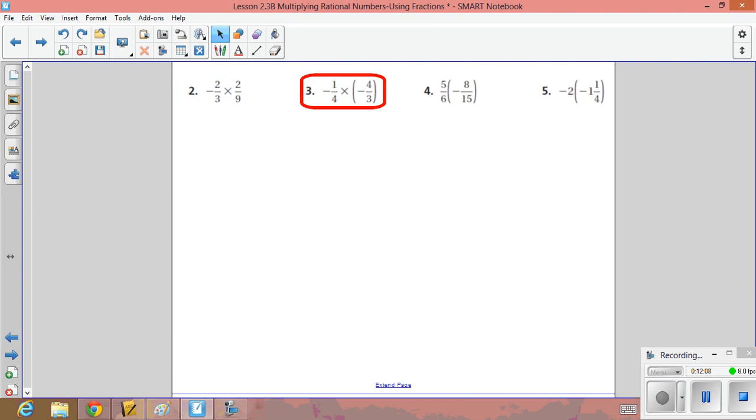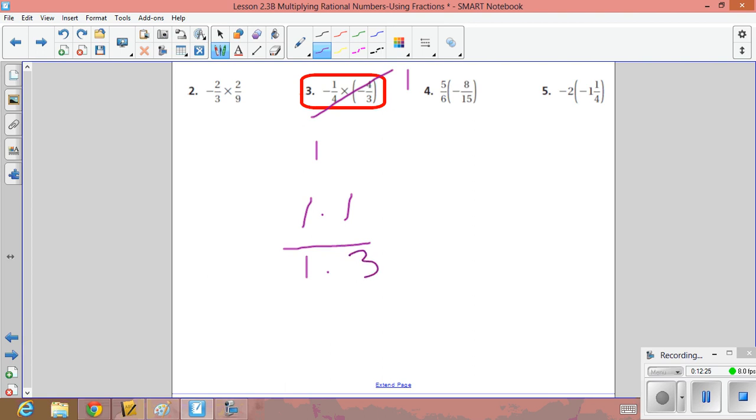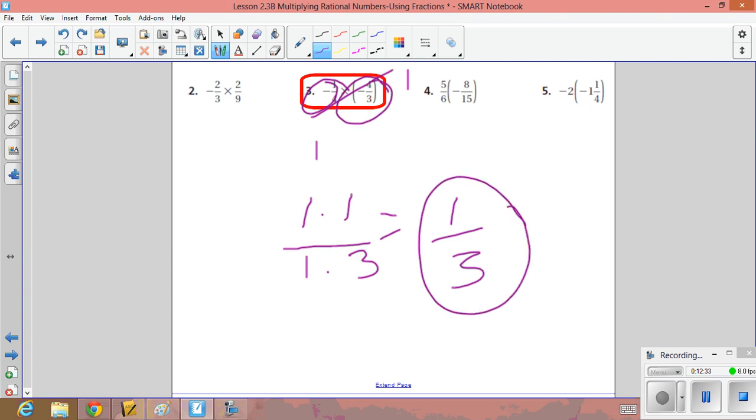A negative times a negative is a positive. I can cross-reduce my 4's and divide them both by 4 to get 1. So if I rewrite the problem, I get 1 times 1 over 1 times 3, and I get a solution of 1 over 3. A negative times a negative equals positive, so my solution is 1/3.